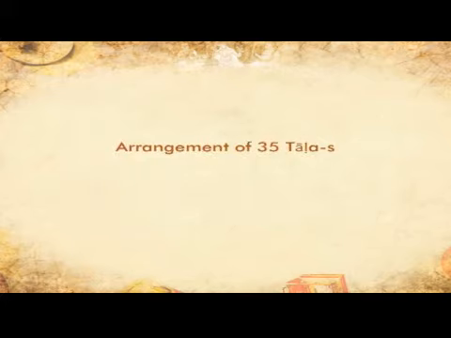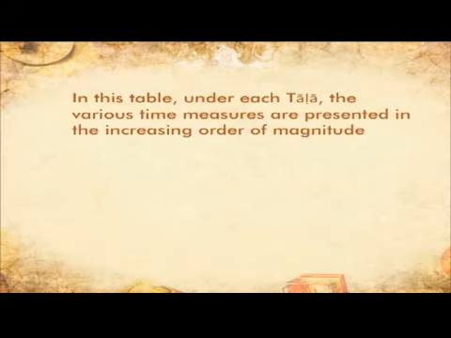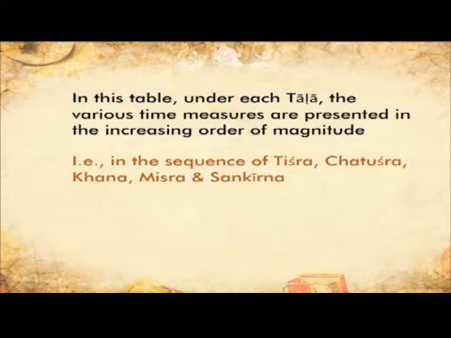Arrangement of 35 talas. The 35 talas can be arranged in different ways based on various criteria. In this table, under each tala, the various time measures are presented in the increasing order of magnitude, that is, in the sequence of Tishra, Chatushra, Khanda, Mishra and Sankirna.